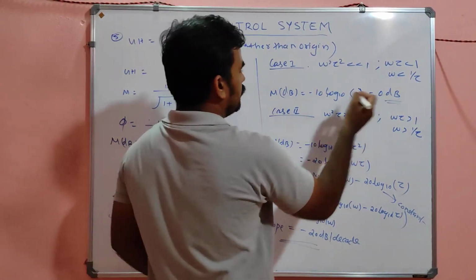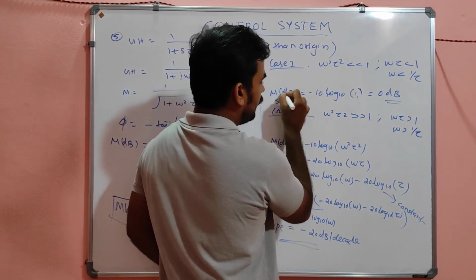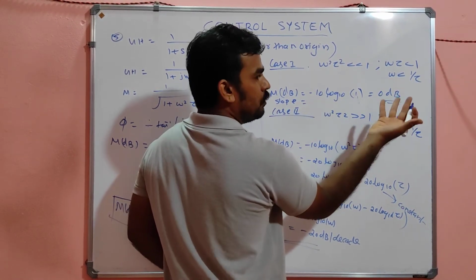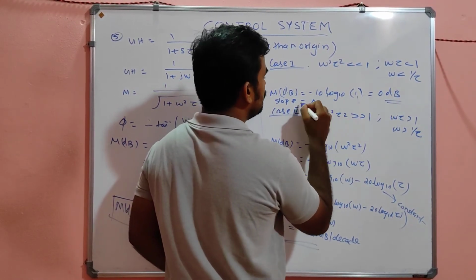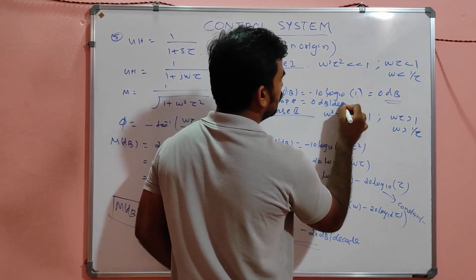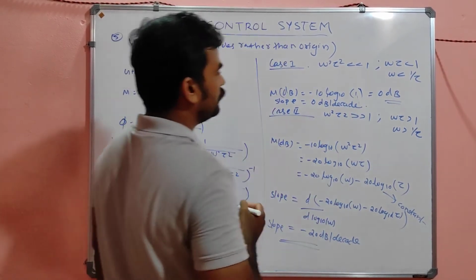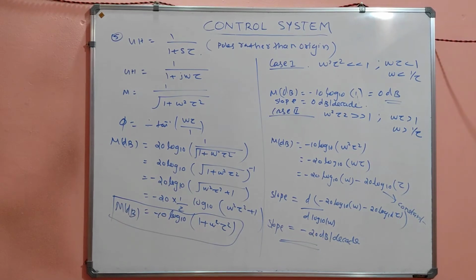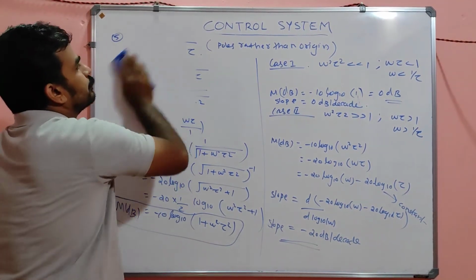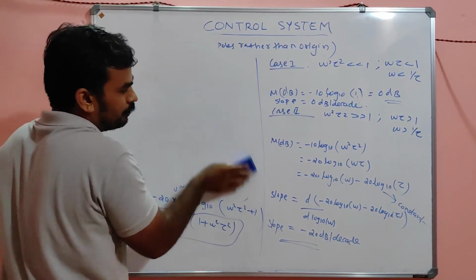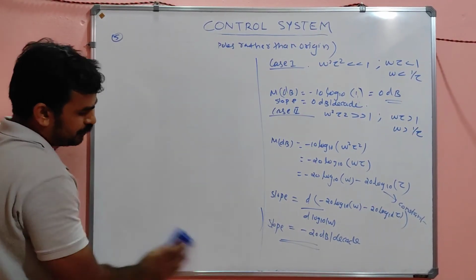And in case 1, what will be the slope now? 0 dB per decade. Simply 0 dB per decade. So see the beauty here, my dear.